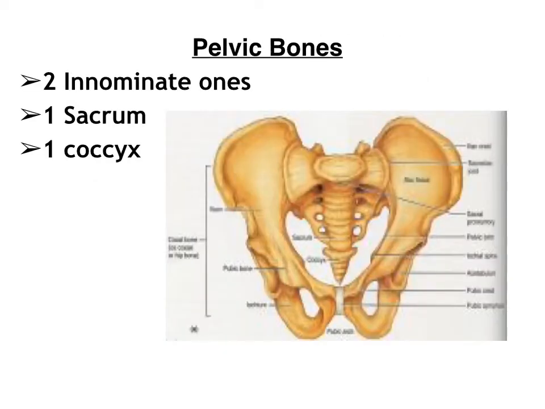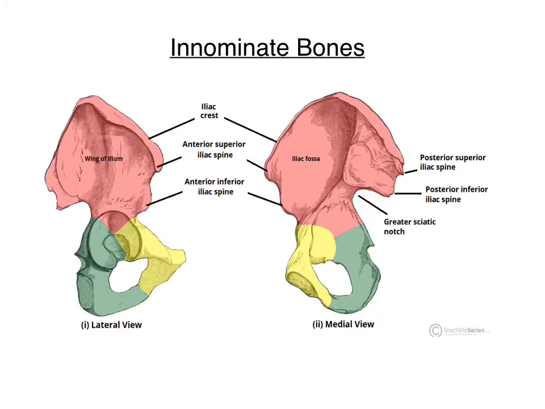Pelvic bones. There are 4 in number. You can see there are 2 innominate bones, which are also called the hip bones, 1 sacrum and 1 coccyx. So the pelvis consists of 4 bones: 2 innominate bones, 1 sacrum and 1 coccyx. First we will see the innominate bones.